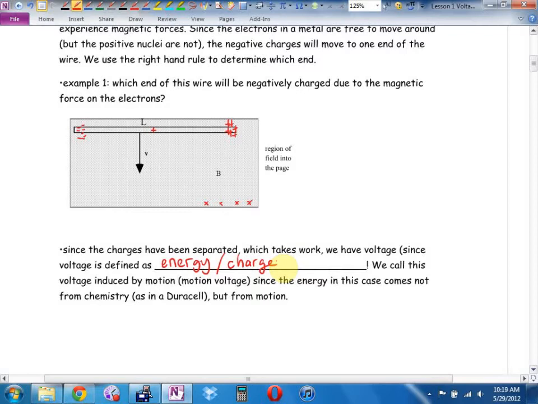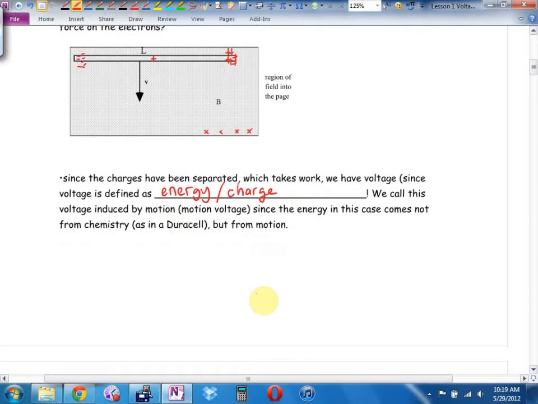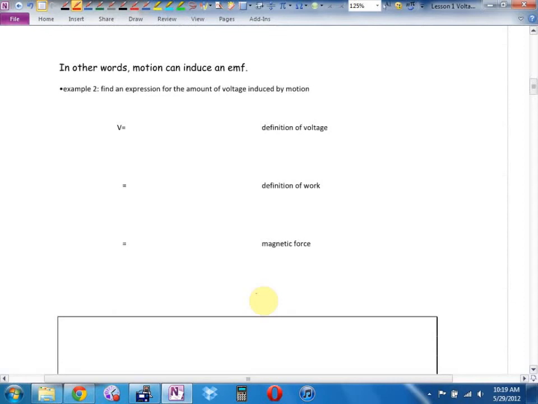We call this voltage induced by motion, or motion voltage. Since the energy is, in this case, not from chemistry, like in a Duracell, but from motion, we call this an induced EMF. In other words, motion can induce an EMF, a voltage, and create a voltage.